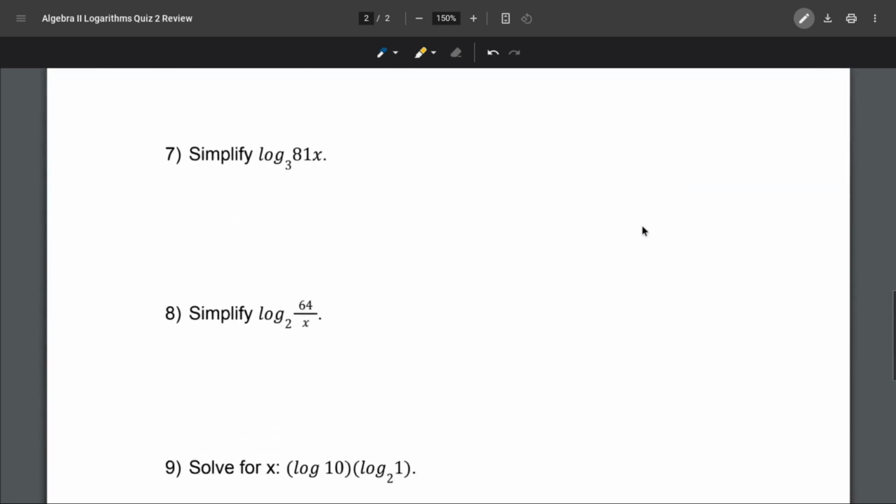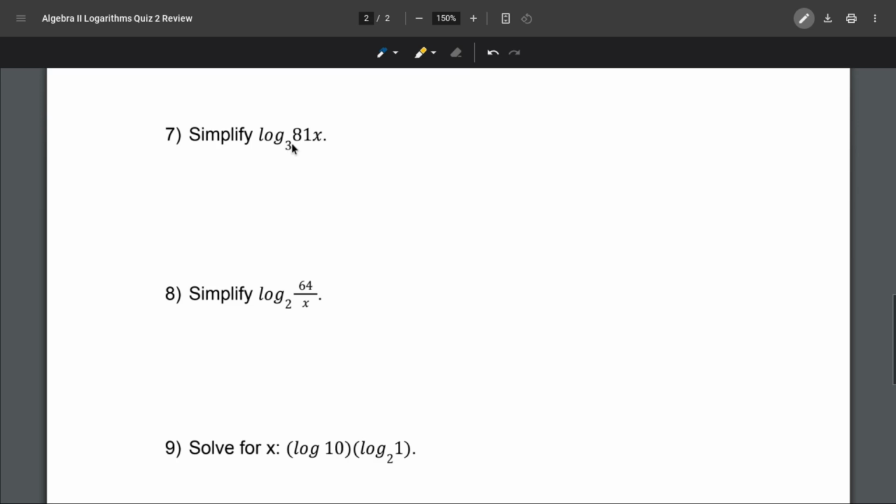Okay, this next one, we are simplifying. We have log base 3 of 81 times x. So we're going to use the product rule here to rewrite this to log base 3 of 81 plus log base 3 of x. So to figure out what log base 3 of 81 is, we're going to say 3 to what power equals 81.